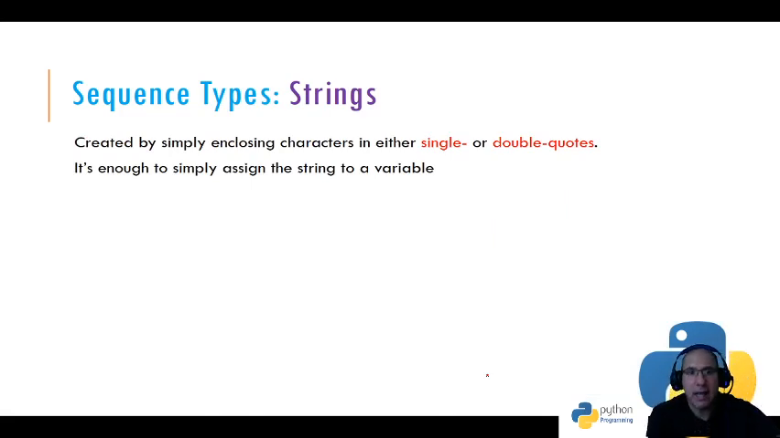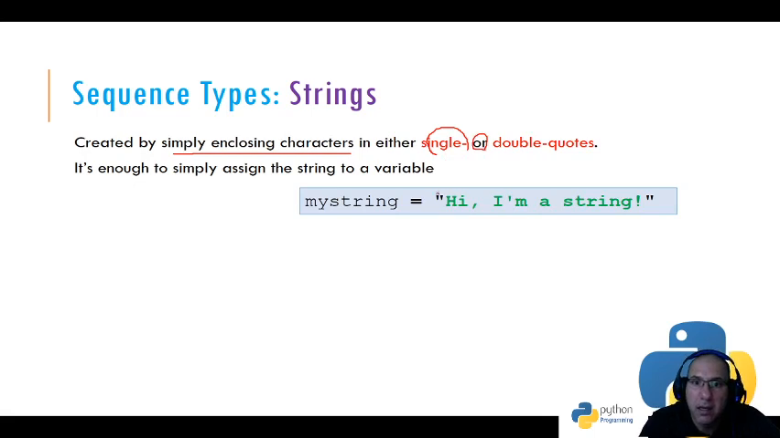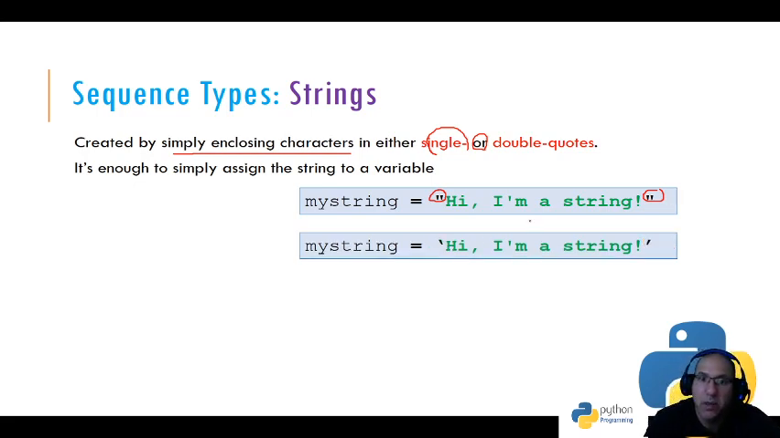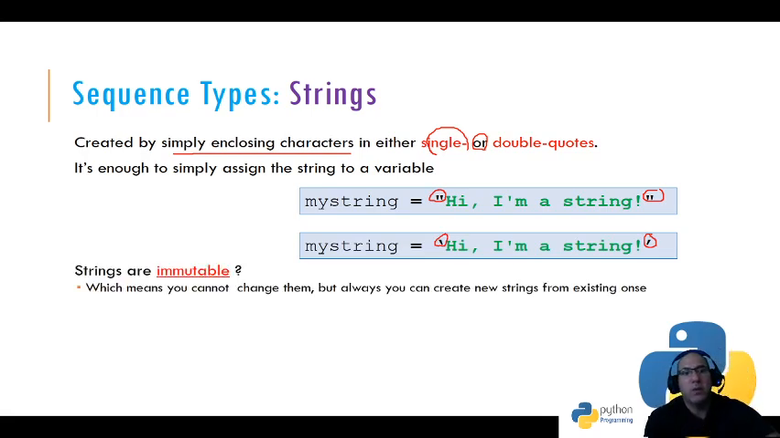When we talk about strings, as I said before, strings are created by enclosing the characters in single quotation or double quotation marks. If we start the string using double quotations, we need to close it with double quotations. If we start with a single quotation, we need to close it with a single quotation too. However, one important thing to notice about a string is that strings are immutable.